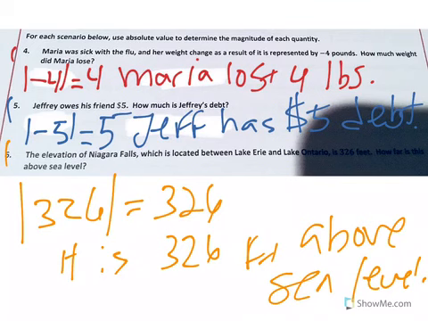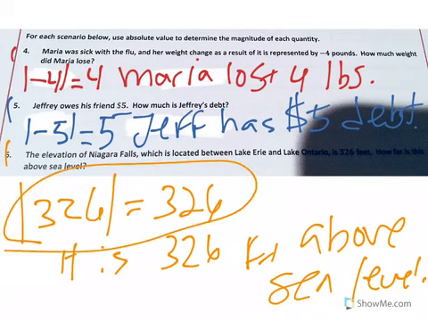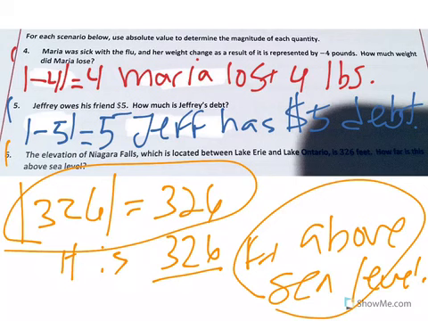That is the magnitude. So you use the absolute value to find out how far away it is from 0, and then you use that number to describe what you're talking about. So we're talking about how far it is above sea level. We don't need to say it's positive this or negative that. We know it's 326 away from what we tell you, which in this case is sea level.